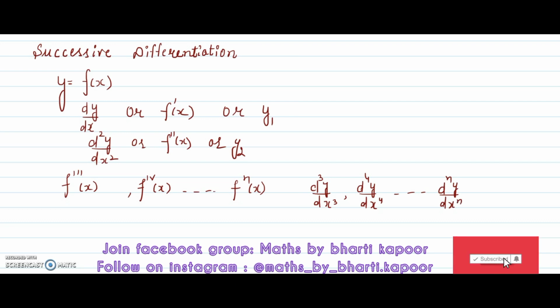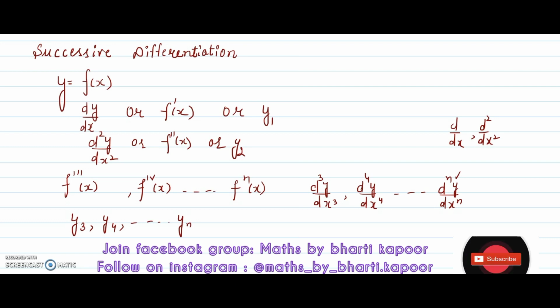All these represent the nth order derivative, third, fourth and nth order derivative of function y, where y is dependent variable and x is independent variable. N means the order of derivative, and dy by dx, d2y by dx2, all these are differential coefficients. Or we can use y3, y4, so on, yn to denote the third, fourth and nth order derivative respectively. Now let's see nth order derivative of some standard functions.